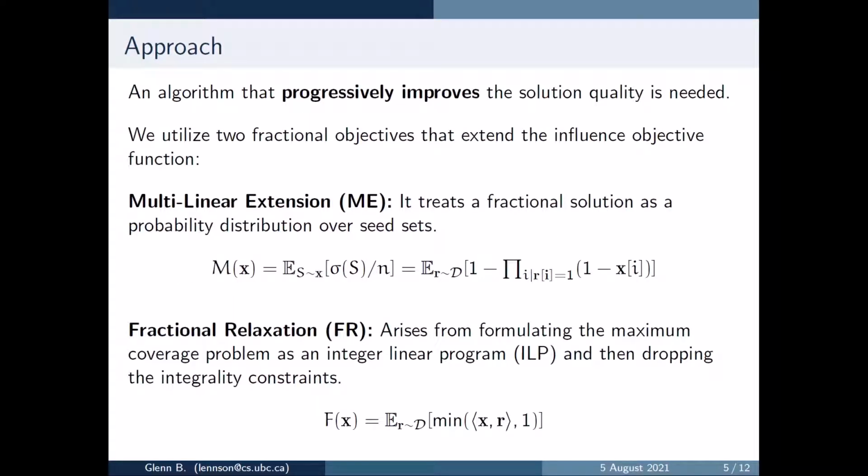To do this, we need an algorithm that can progressively improve its solution quality. The traditional greedy algorithm is unsuitable for this, as changing earlier selected seed nodes invalidates the nodes that were selected after it. Instead, we focus on optimizing two fractional objectives that extend the influence function. First is the multilinear extension. The multilinear extension treats a fractional solution as a probability distribution over node sets. The second is the fractional relaxation. The fractional relaxation comes from the integer linear program representation of the max K cover problem, and then dropping the integrality constraints.